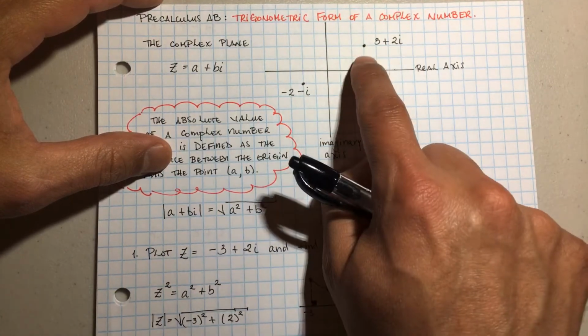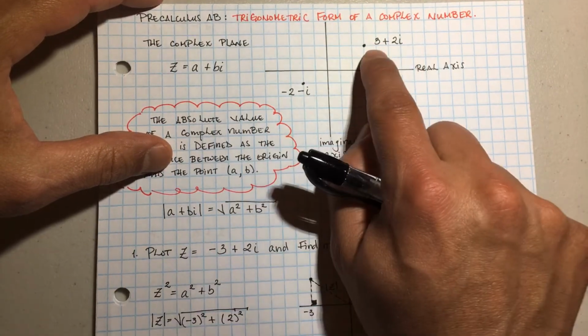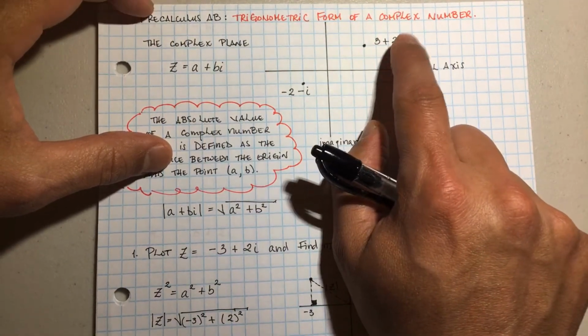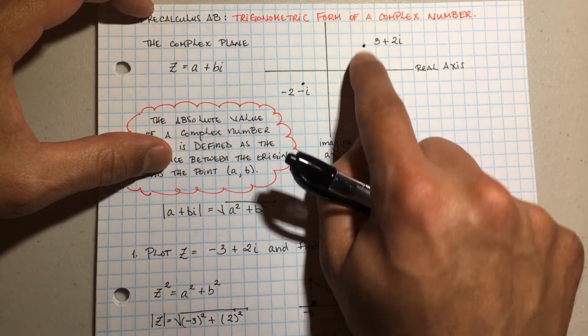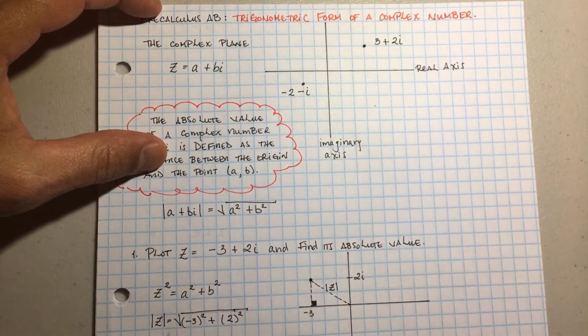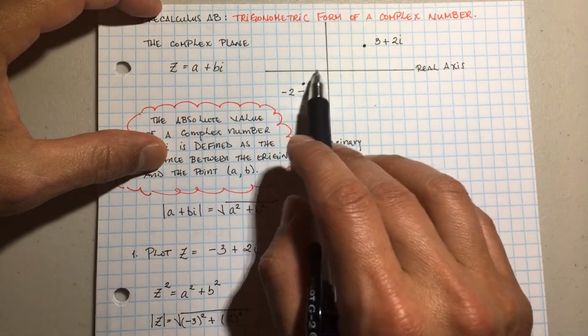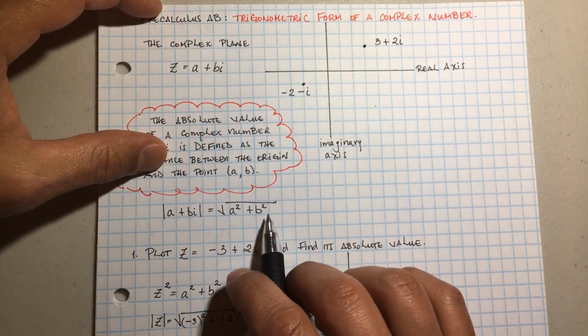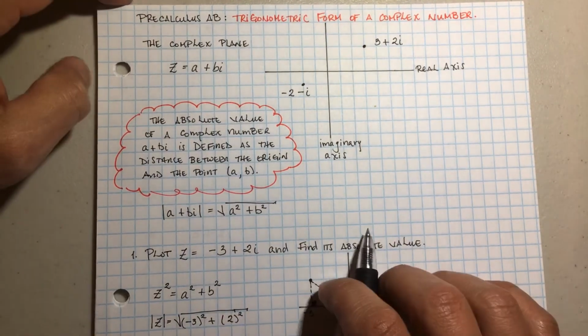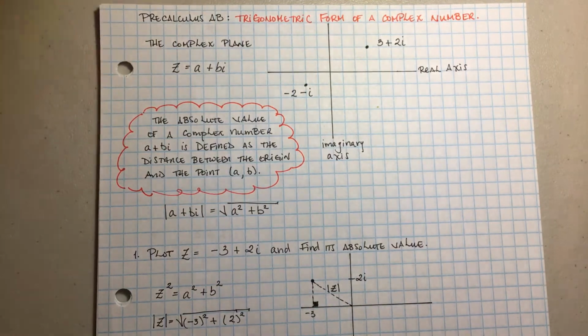So if I wanted to graph 3 plus 2i, 3 is the real part, 2i is the imaginary. You would go 3 to the right from the origin, and then you go 2 up. And that's it. Same thing over here: negative 2 minus i, you go 2 to the left and then 1 down on the imaginary axis. That's how you graph a complex number.